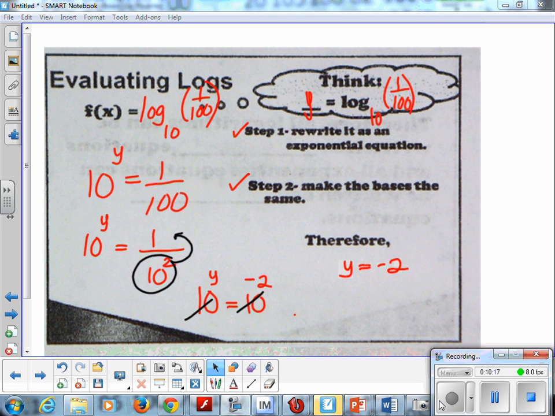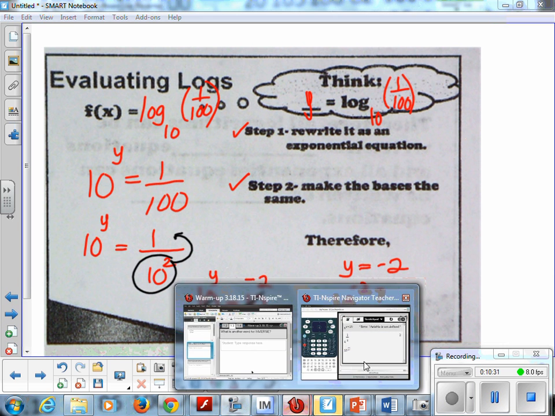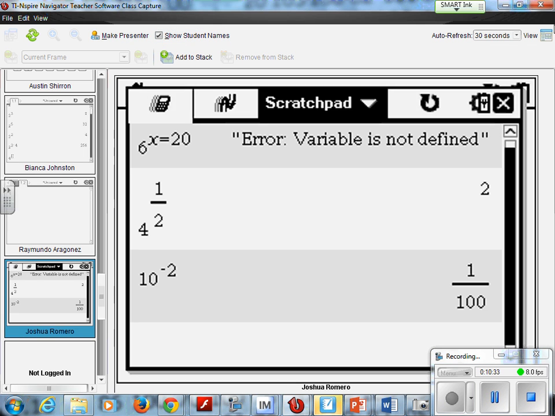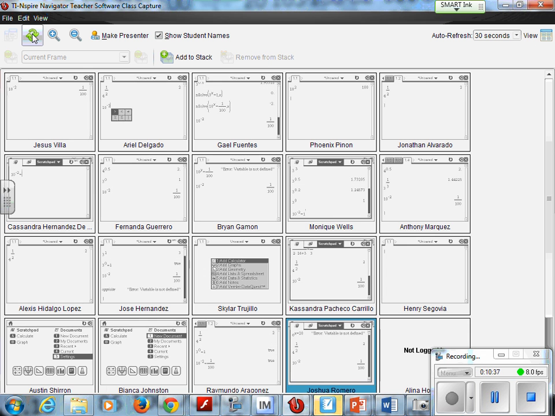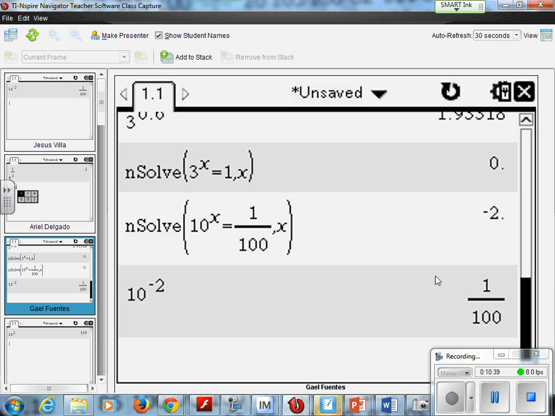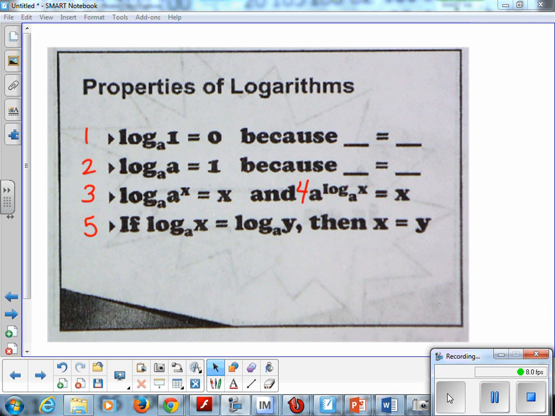Perfect. How can you check your answer? You're going to plug it in. So I want everyone to do that right now, please. Go ahead and check your answer. You're going to say 10 to the power of -2 is equal to? 1 over. The calculator is smart. Just like Gael got for an answer, it is 1 over 100.